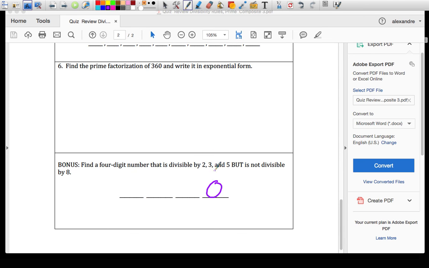Now I know it has to add up. The sum of all these digits has to be divisible by 3. So you know what? This is very easy actually. 1, 1, 1, 0. Is it divisible by 2? Check, because it's an even number. Is it divisible by 3? Check, because if I add all the digits, 1 plus 1 plus 1 plus 0, it's 3. And is 3 divisible by 3? Yes, it is. Is it divisible by 5? Check. Why? Because it ends in a 0. So that wasn't that bad. Okay, so this is your review.